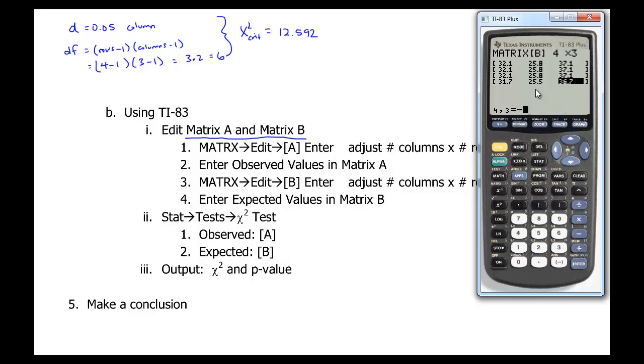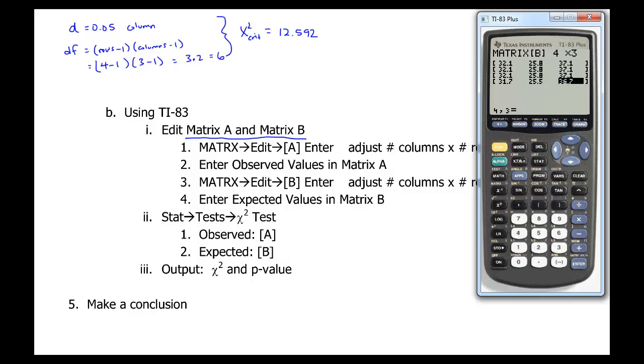So there's all of our expected values. And just check quick to make sure that they're what we had in our table that we wrote down on the previous page. And it looks good. So now our two matrices are all set. And it'll automatically save them. You don't have to do anything.